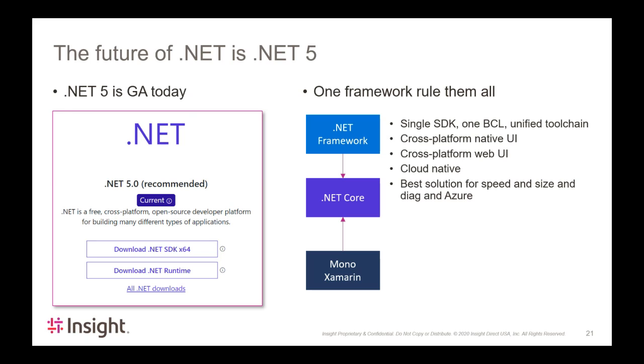What is the cloud-native feature? It supports single file applications now. Really awesome. Small footprint for your Kubernetes deployment, and also a whole lot of speed and performance increase, about 30%, compared with the traditional 4.8 and .NET Core 3.1. So it's time to migrate, right?